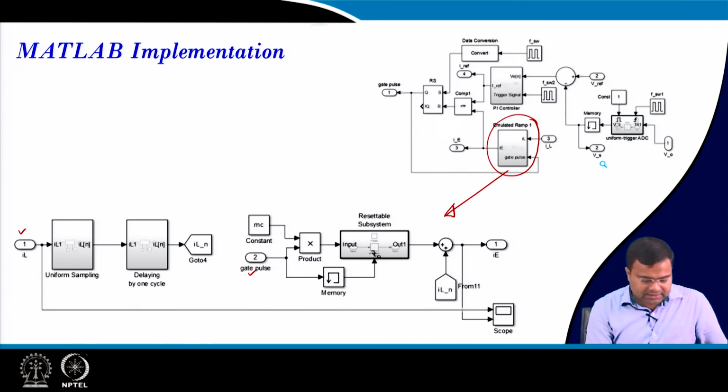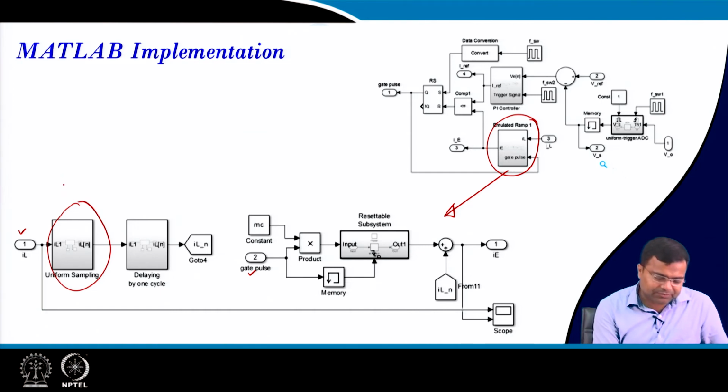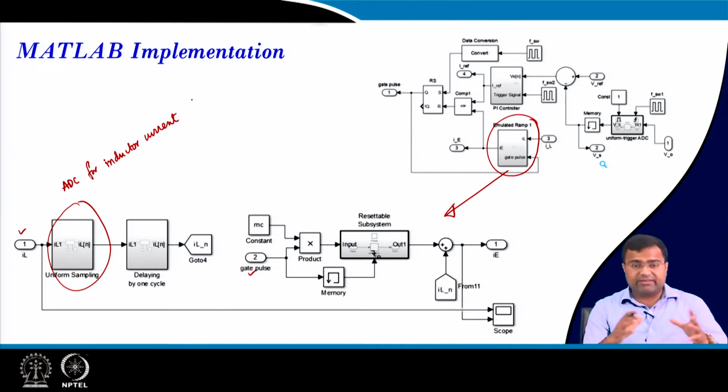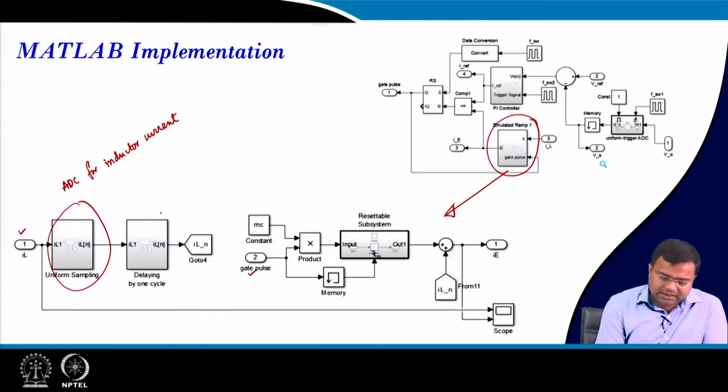Okay. Next, this is the first conversion, that means this is the ADC for the inductor current, and this is the event triggered ADC, and this is used for the 1 cycle delay.